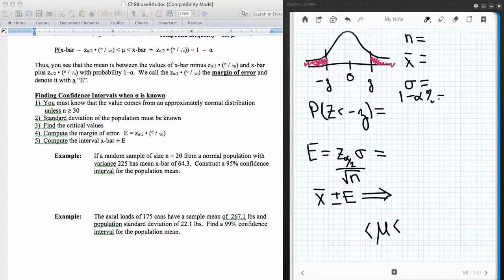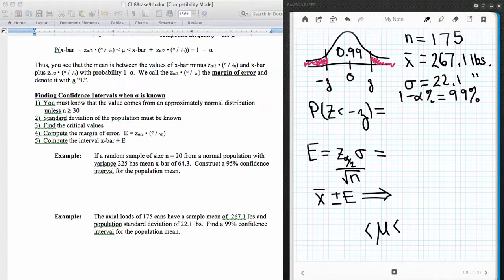So what we first have is, what is n? What do you think n is? Well, n is the 175 cans. And then we need x bar. Well, that's the sample mean. X bar is the sample mean. That's 267.1 pounds. And then we need sigma. Now sigma, it has to be the population standard deviation. So this is 22.1 pounds. And then the confidence level that we want is 99% this time around. So this is 0.99. Remember, that's what goes in here in the middle.